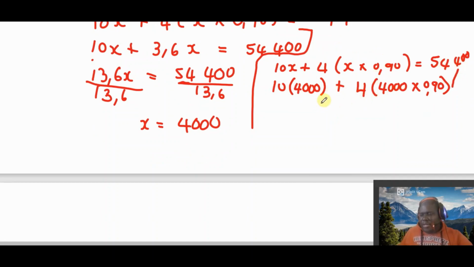So let's maybe try to do what is given here and see what we get. So 10 into 4,000 plus 4 into 4,000 times 0.90. I'm getting 54,400. So this means that our x is therefore correct.